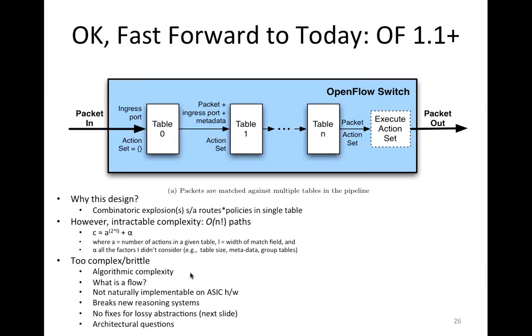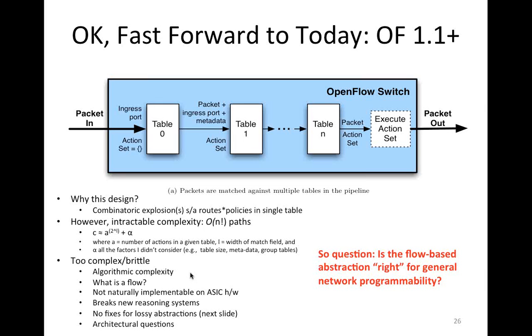I mentioned that. We didn't talk about this, but there are all kinds of really interesting network reasoning systems and network compilers that were built on OpenFlow 1.0 because they knew what a flow was. They could concisely characterize what a flow was because there was only one table. But this breaks all of those. None of the lossy abstractions were really fixed, and I'll talk a little bit more about this, and all of these architectural questions I'm asking.